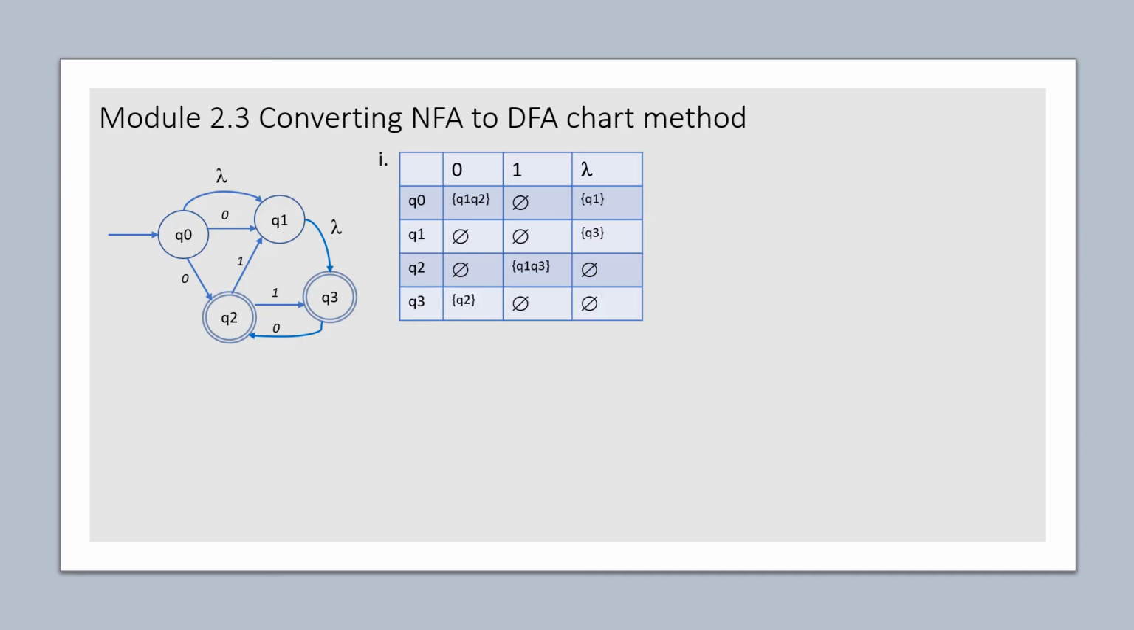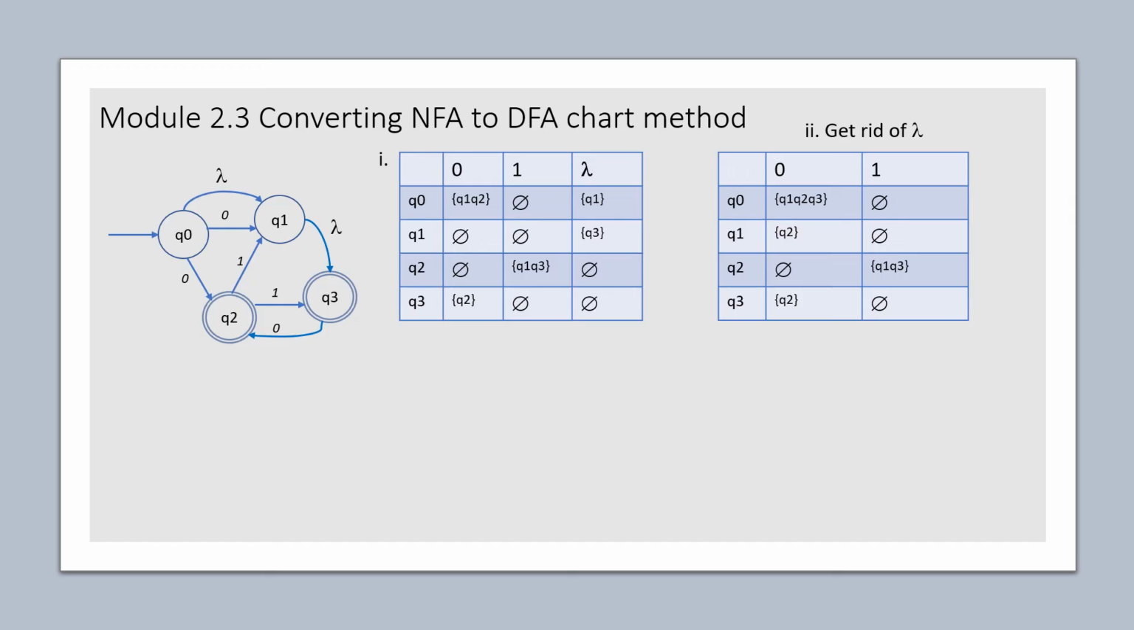From Q1, with a 0, nowhere. With a 1, nowhere. And with a lambda transition, you get to Q3, Q2. With a 0, nowhere. With a 1, you go to Q1, Q3. And Q3, with a 0, you get to Q2.